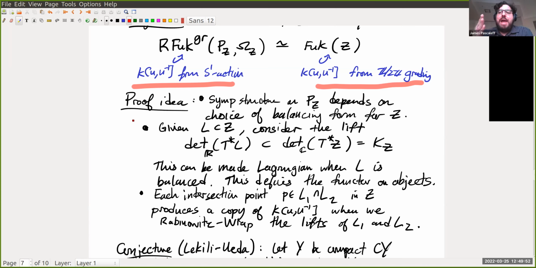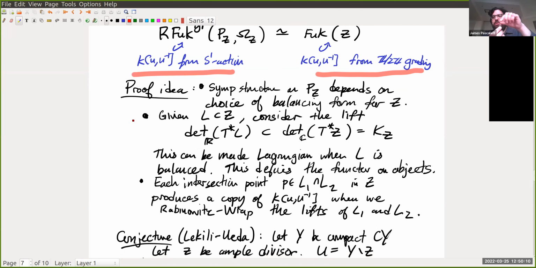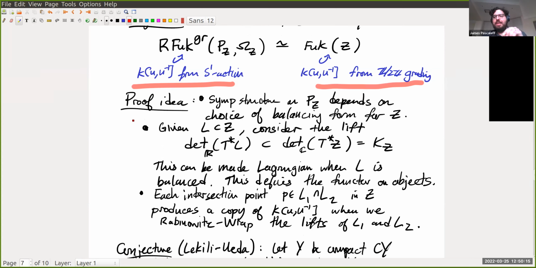And then if you look at a balanced Lagrangian in Z, you can lift it to a Lagrangian in the total space. In fact, balancing is important. If you take an arbitrary Lagrangian in Z, it's not clear how to lift it. But balanced ones can be lifted. And basically what you could say is that when you look at an intersection point downstairs in Z, and you look at what happens when you lift it, you get two Lagrangians upstairs that intersect in basically something like a ray.